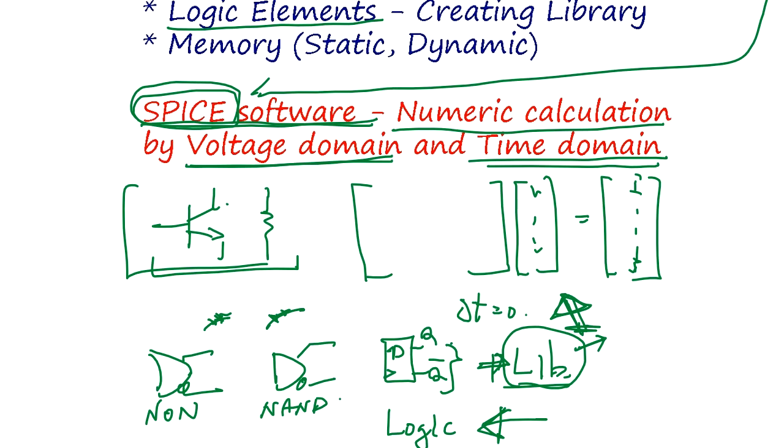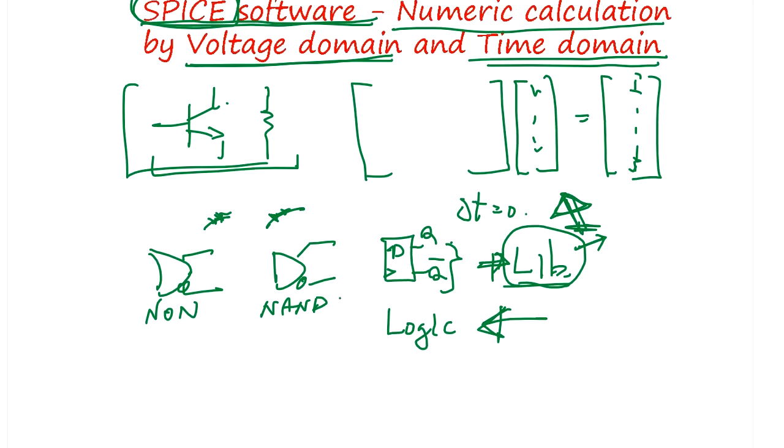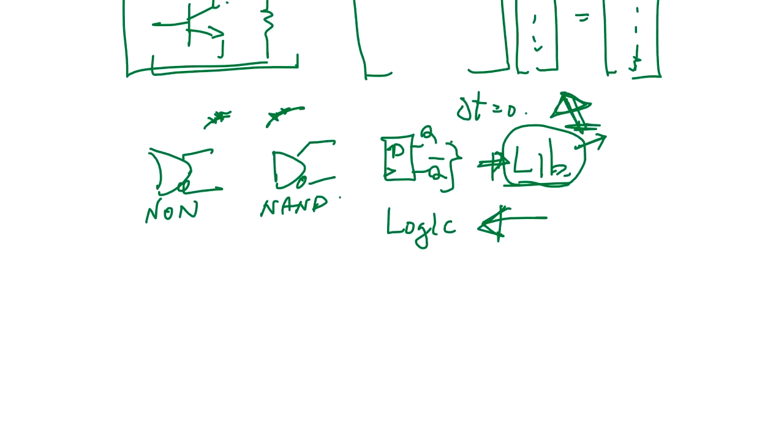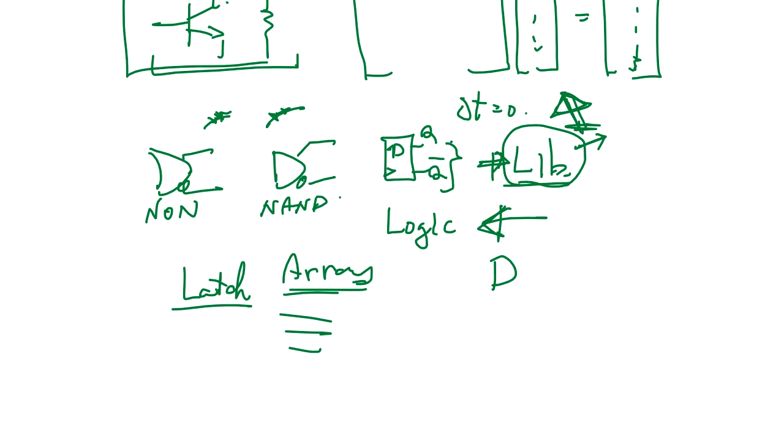Okay, and the memory is a special field. How to make a memory? There are static and dynamic memory. So static memory is basically a latch and many latch arrays. Dynamic is different. This is a specialized field for designing. So they are basically transistor level design using a software tool, typically SPICE.